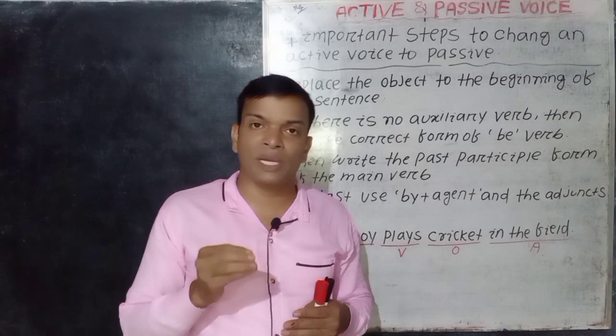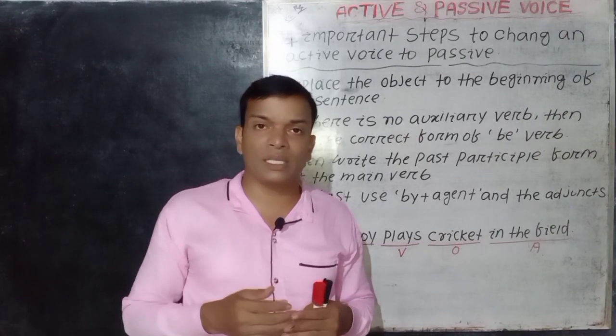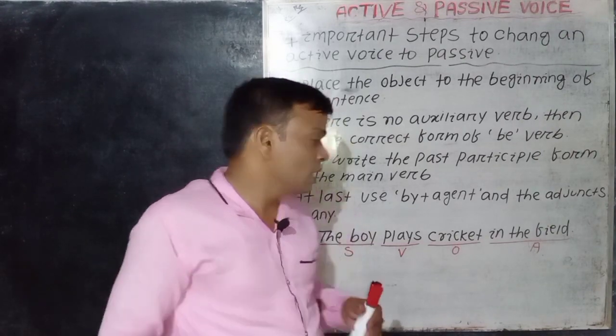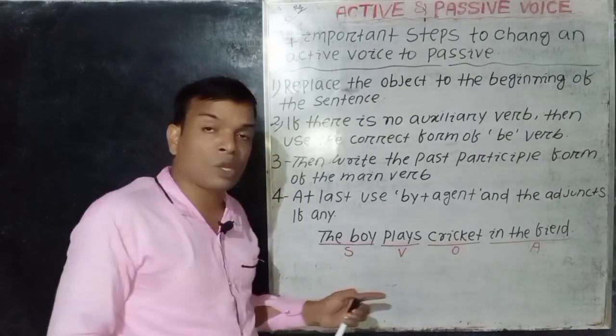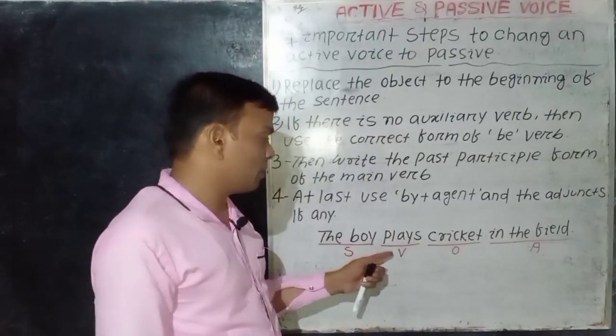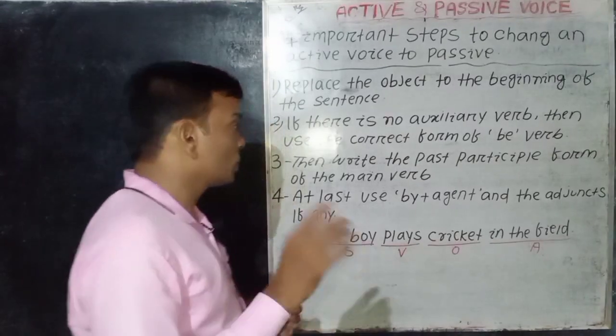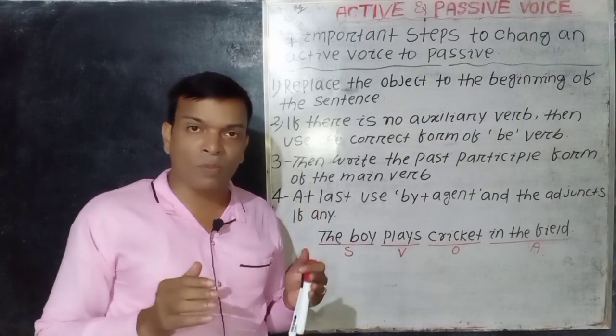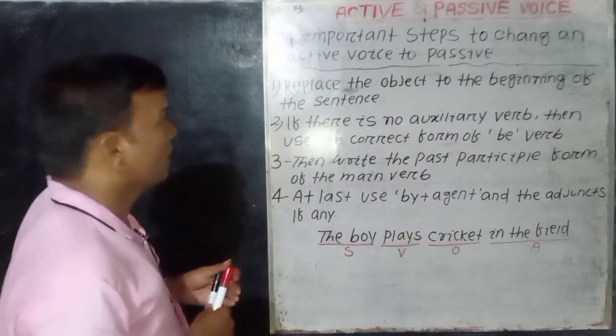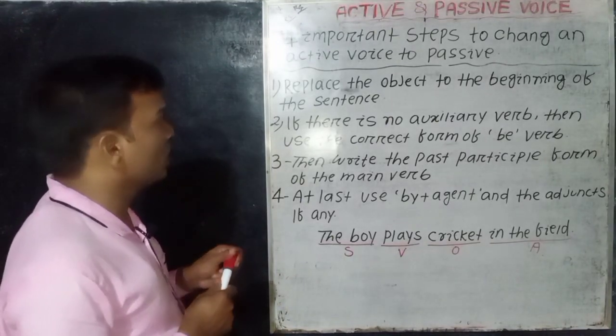It only gives the sentence extra meaning. If you drop and omit it from the sentence, then the sentence is 100% grammatical. The boy plays cricket in the field. So the pattern is your subject, verb, object and adjunct. Now I am applying the formula step by step. Please follow. Replace the object to the beginning of the sentence.